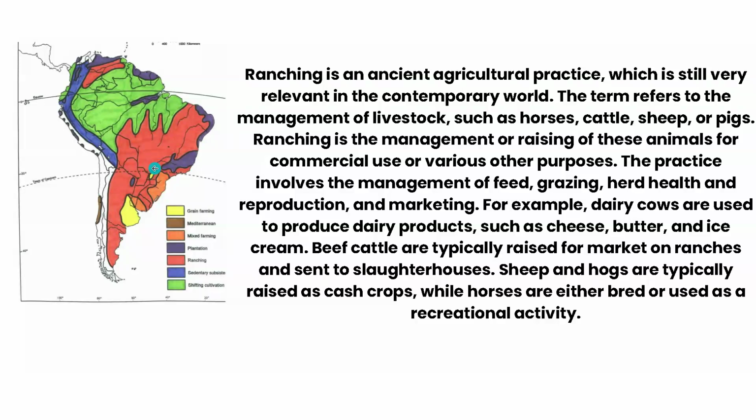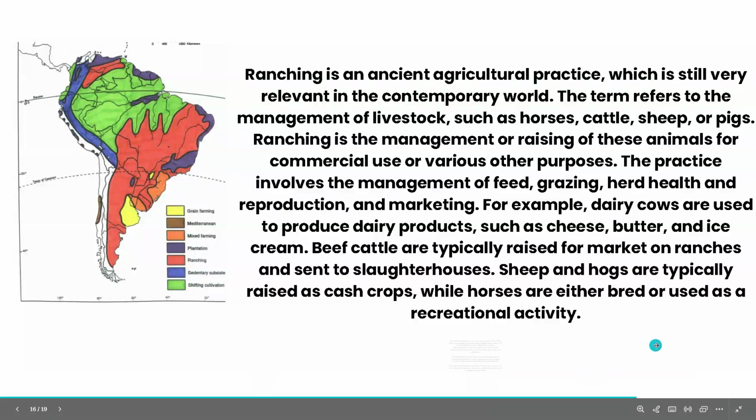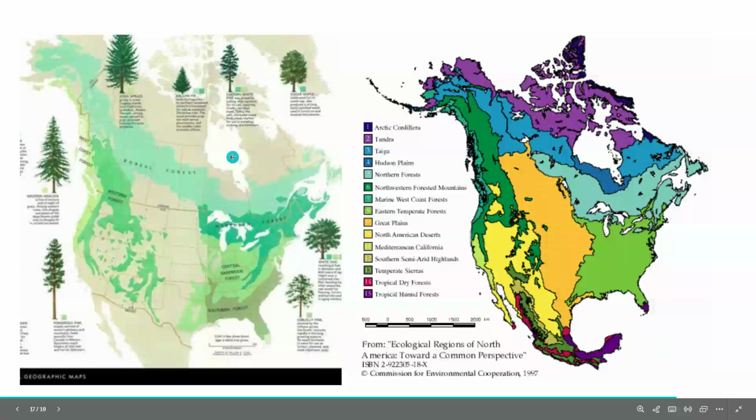Then dairy cows are also reared here, which gives cream, cheese, butter and other dairy products, and that also is exported to different countries. Slaughterhouses are more because they will be packing the meat and sending it to other countries. Recreational activities here include breeds of horses. Okay.